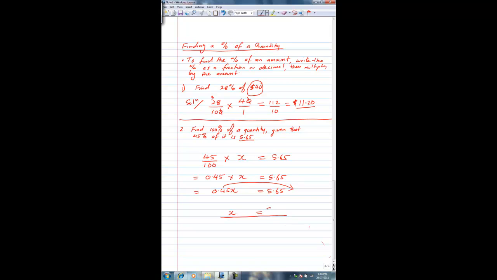And the rule here is, if we send it over to the right hand side, we have to change the operation. The operation here was multiplication, if you look on top here. As soon as I take 0.45 to the right hand side, it becomes a division. So simplifying that out, 5.65 divided by 0.45, we get 12.56. That's our answer.